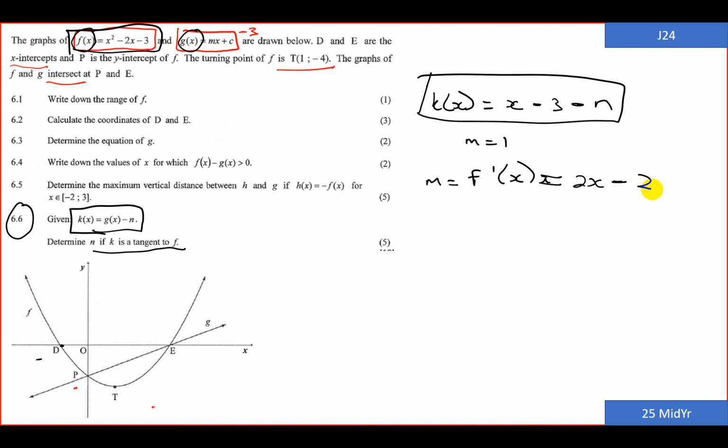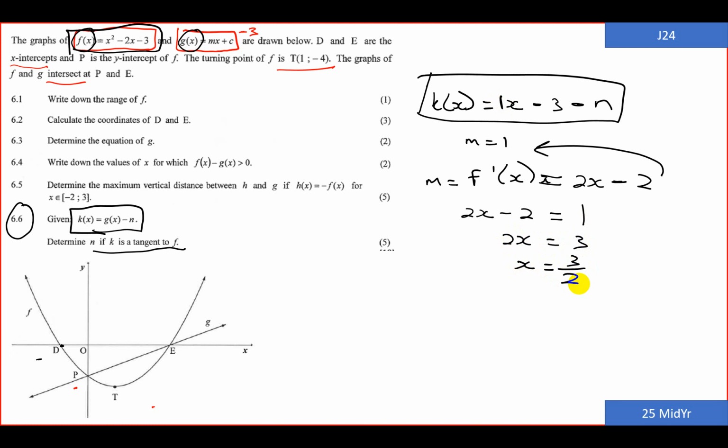Now we know the gradient is already 1. So we want to find out at what x value is the gradient equal to 1. So we're going to equate. The gradient is 2x minus 2, the f prime of x, which is actually equal to 1. Because that will be the gradient of the tangent, which we pick up from the equation. And if we solve for x, we would get x is equal to 3 over 2.